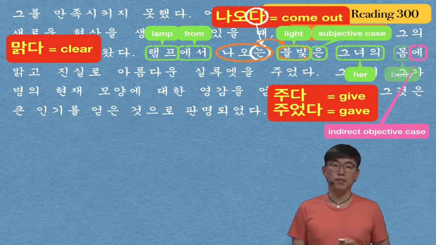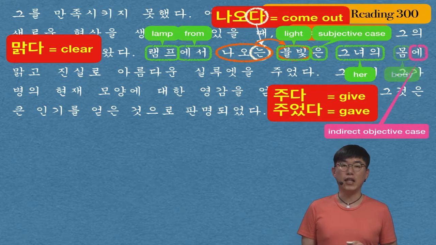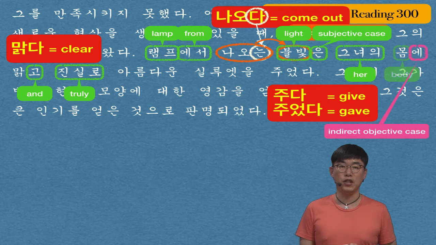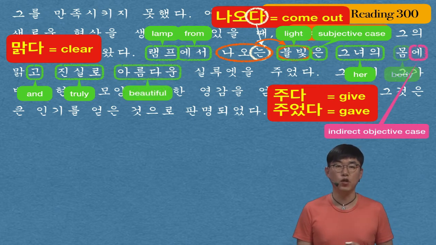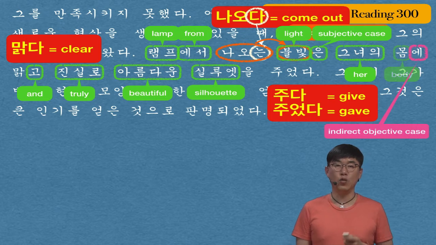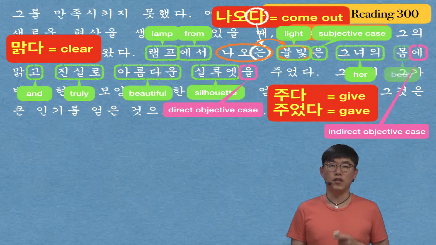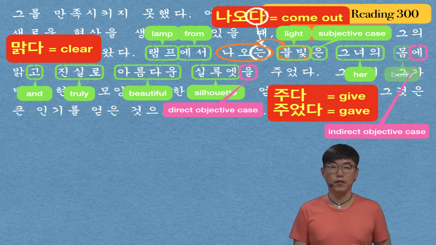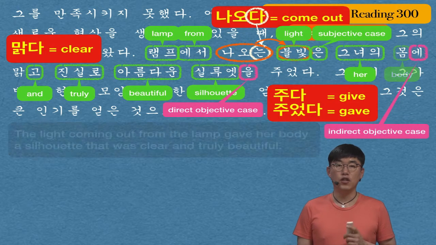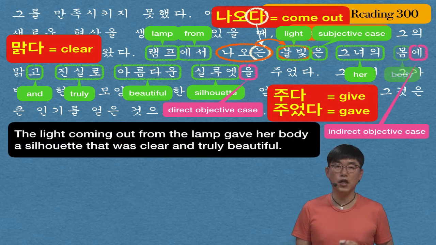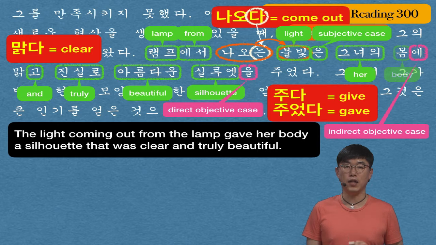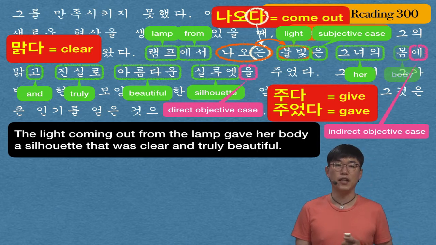맑고 came from an adjective 맑다, which means clear, and the letter 다 is replaced with 고. This letter 고 means and. And 진실로 is truly, and this is an adverb modifying the adjective behind 아름다운, which means beautiful. And as you can guess, silhouette is written as it sounds, and 을 is the direct objective case. And as I said, 주었다 came from 주다, which means to give. So 주었다 is gave. So 램프에서 나오는 불빛은 그녀의 몸에 맑고 진실로 아름다운 실루엣을 주었다. The light coming out from the lamp gave her body a silhouette that was clear and truly beautiful.